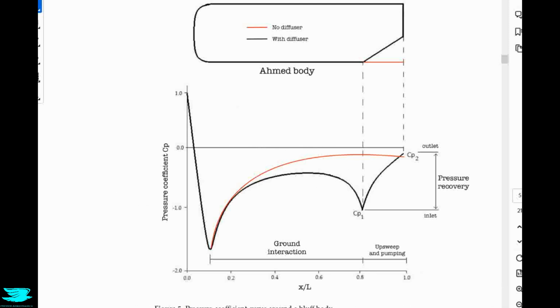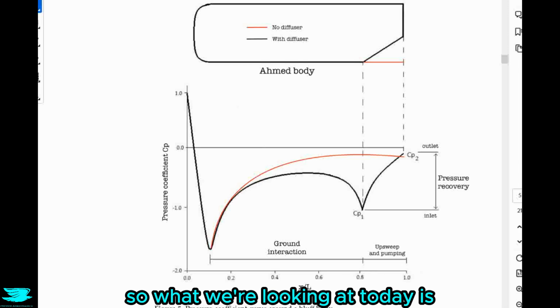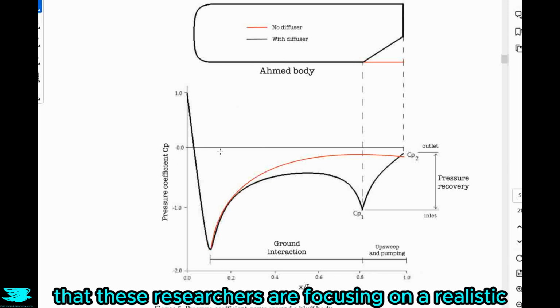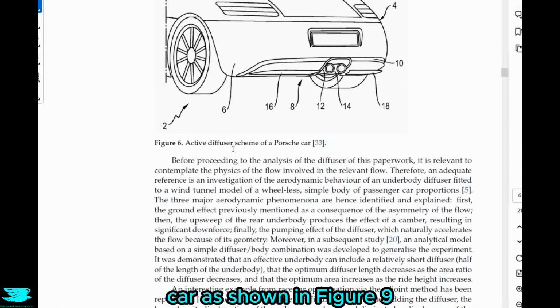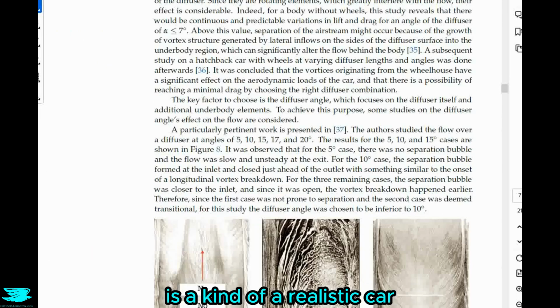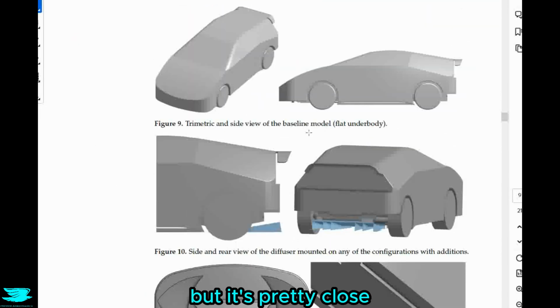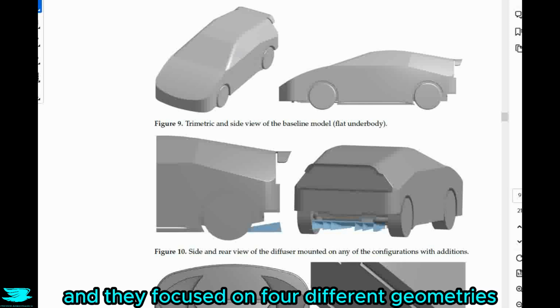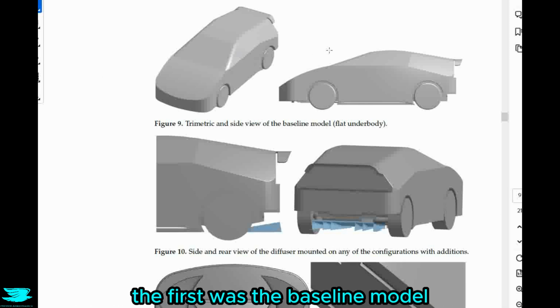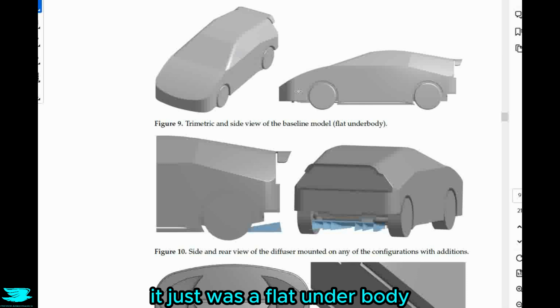So what we're looking at today is that these researchers are focusing on a realistic car, as shown in figure 9. So it's not an armored body, it's kind of a realistic car. It's not completely accurate, but it's pretty close. And they focused on 4 different geometries. The first was the baseline model, which didn't feature a diffuser, it just was a flat underbody.